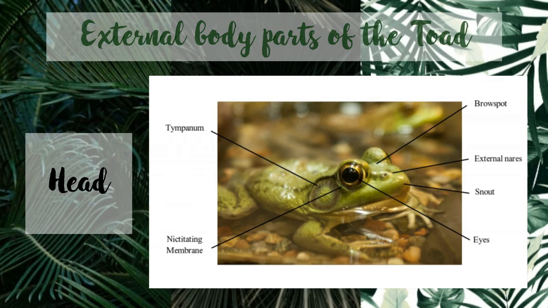The tympanic membrane or the eardrum, which the frog or toad uses for sensing vibrations to hear sound. And lastly, the brow spot. The brow spot is a tiny white spot at the mid-dorsal part of the head between the two eyes. The brow spot is very distinct in frogs, not in toads.